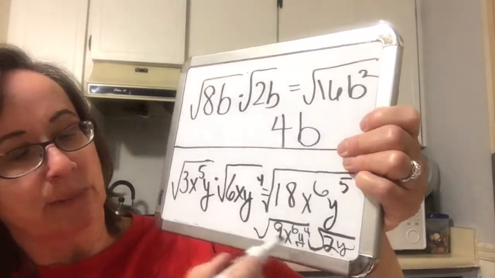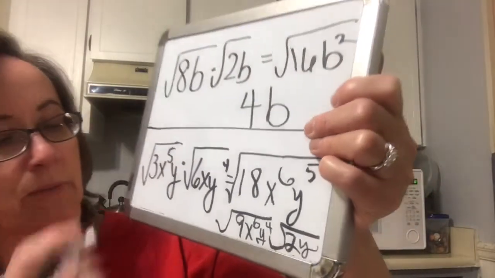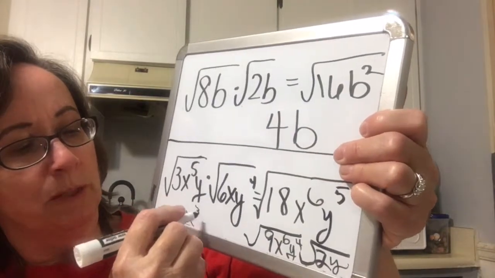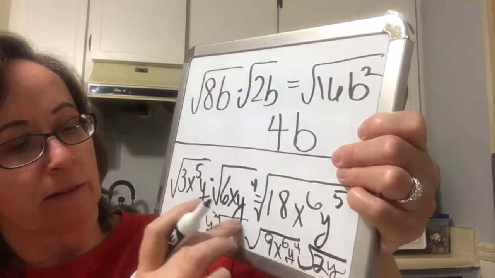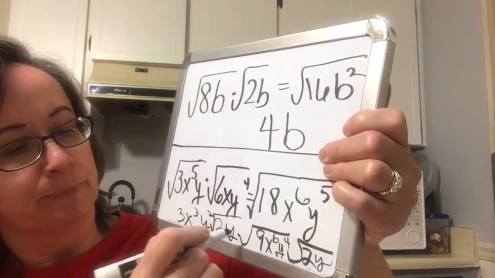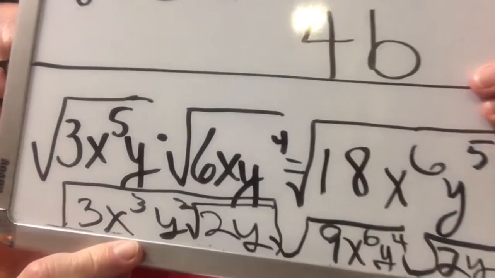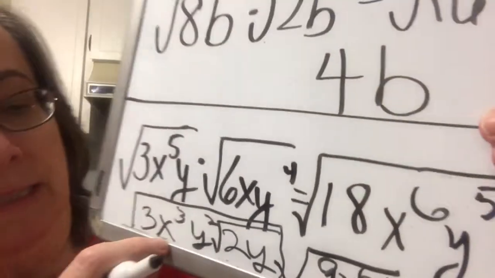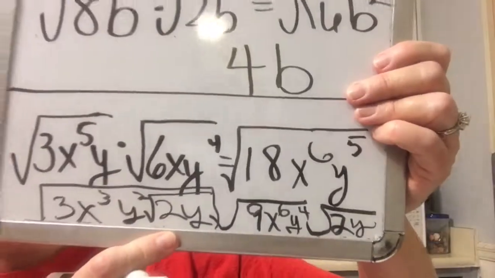And then this one comes out of the radical as a 3x cubed y squared. I'm going to erase it. 3x cubed y squared, and then tack on the radical, square root of 2y. So here's my answer down right here. Okay, so 3x cubed y squared, square root of 2y.